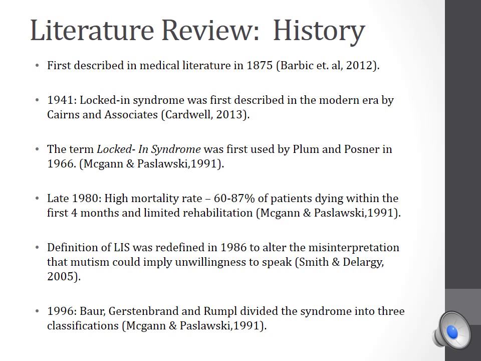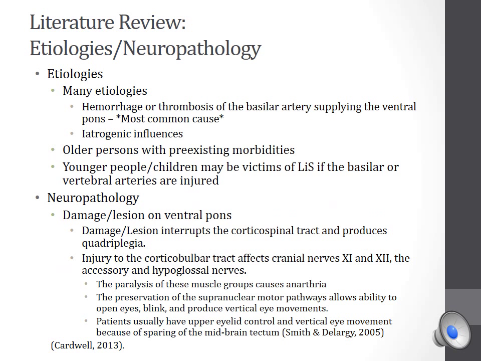The earliest recorded description of locked-in syndrome comes from Alexandre Dumas's novel The Count of Monte Cristo, where he discusses his personal experience with locked-in syndrome. As stated previously, locked-in syndrome has multiple etiologies, commonly stemming from a hemorrhage or thrombosis of the basilar artery supplying the ventral pons. Yet, some cases are caused by iatrogenic influences, such as head manipulations, use of drugs, and regional anesthetic nerve blocks. Locked-in syndrome is also not limited to one age group and affects older and younger children, as well as older adults.